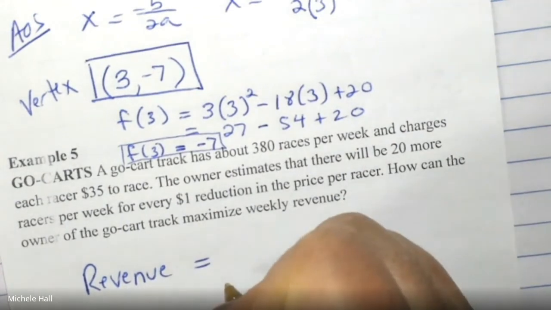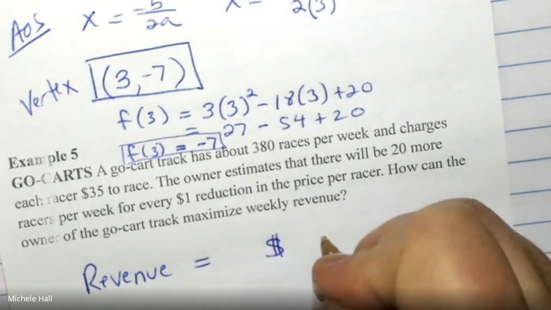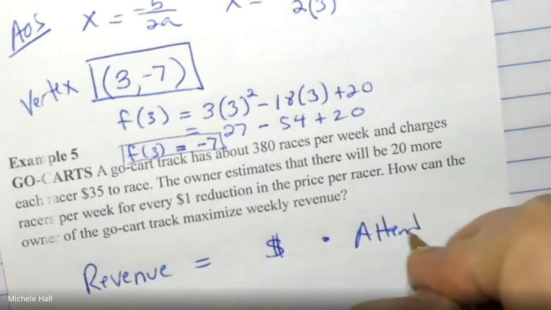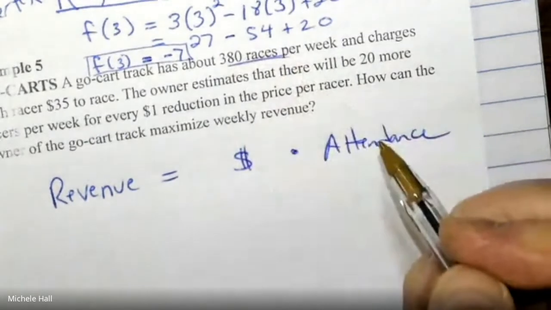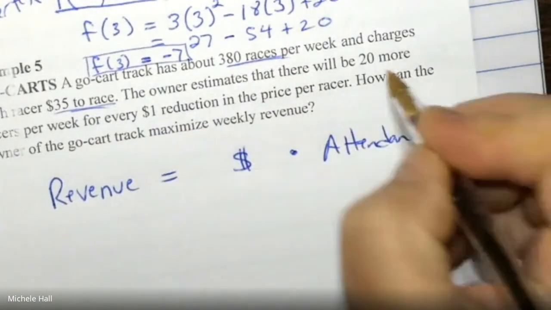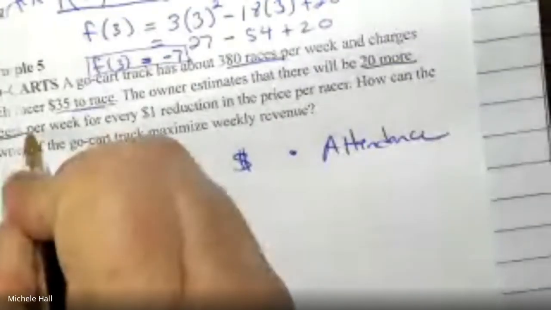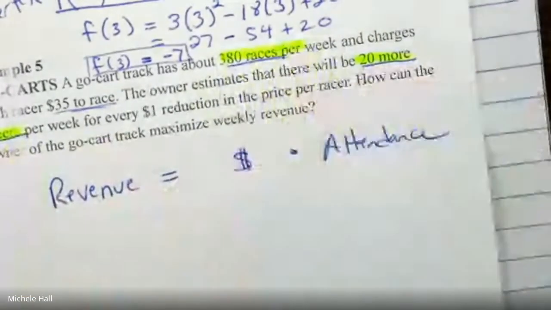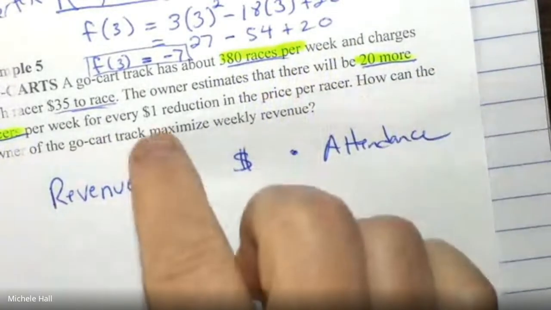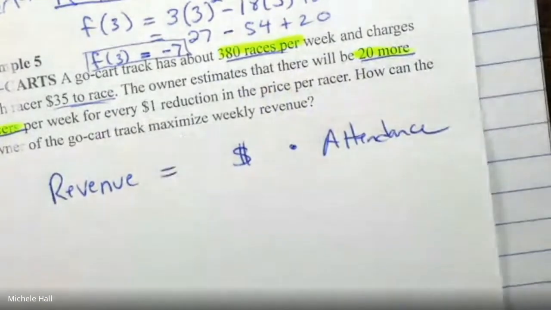So revenue is going to equal the money that you're making, and you're going to multiply that by how many people are there. Just trying to get an idea of the basics of what's going on here. Now we have some pieces to substitute in here. Let's see, we have 380 races per week, and it charges $35 to race. So 380 races, $35 to race, 20 more racers. So 20 more racers, that has to go with 380 racers. And then $35, and it's talking about a dollar reduction. So the money would stay together.